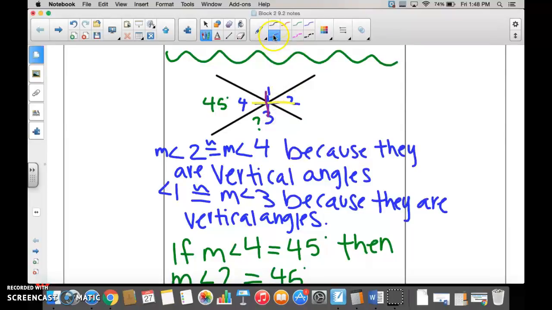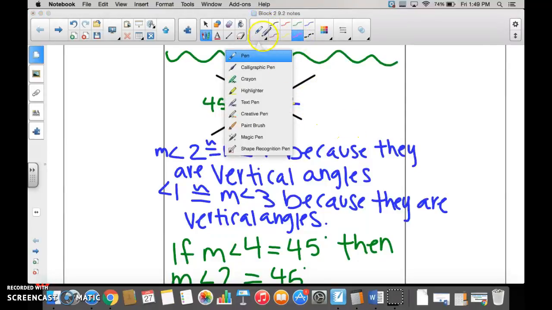And a way to remember which angles are vertical is to remember that V is for vertical and V is for vertex. So they share their vertex, but they do not share any sides. So 4 and 2, they share that vertex. They don't share any sides. 1 and 3 share the vertex, but no sides.